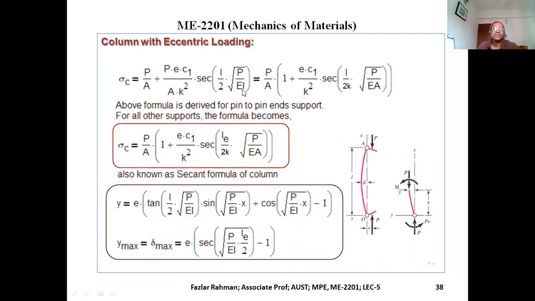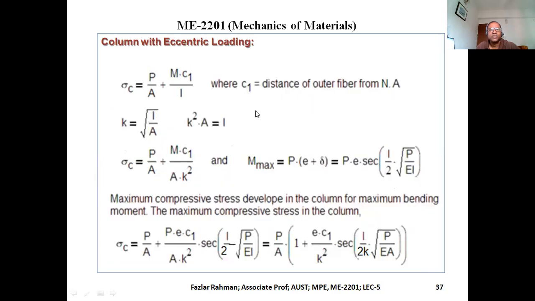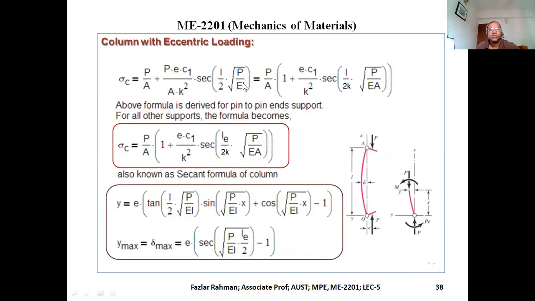Then we can simplify it more. How? I equal to K square A. If you put it over here and simplify a little, I equals K square A. So you'll get one more K over here. You replace this I, so 2K comes out of this square root. So we are getting this is L.